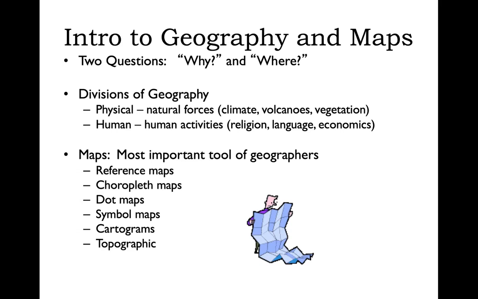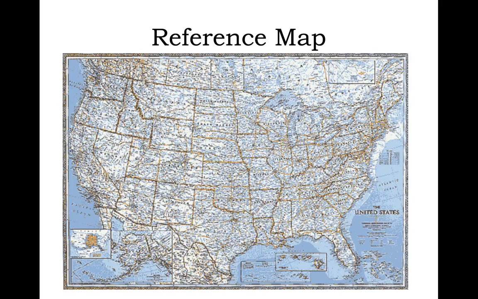Maps are the most important tool for geographers in both types of geography. So whether it's physical geography or human geography, a map is going to be your most important tool. Geographers use all different types of maps, and these are the types of maps that we are going to cover today: reference maps, choropleth maps, dot maps, symbol maps, cartograms, and topographic maps.